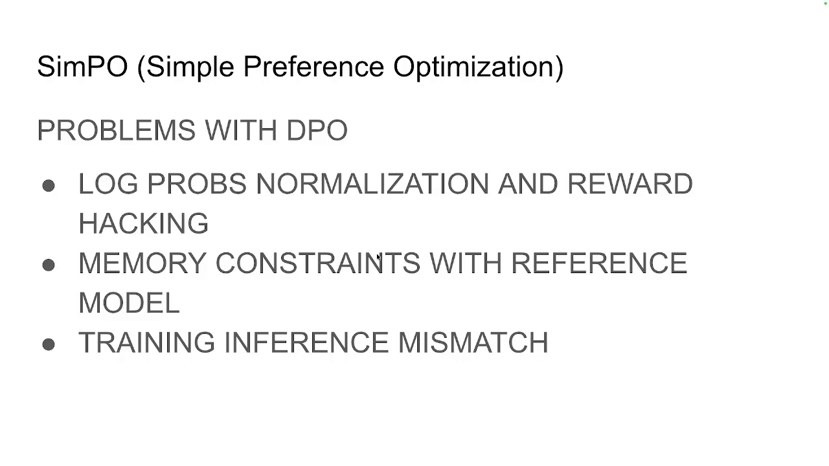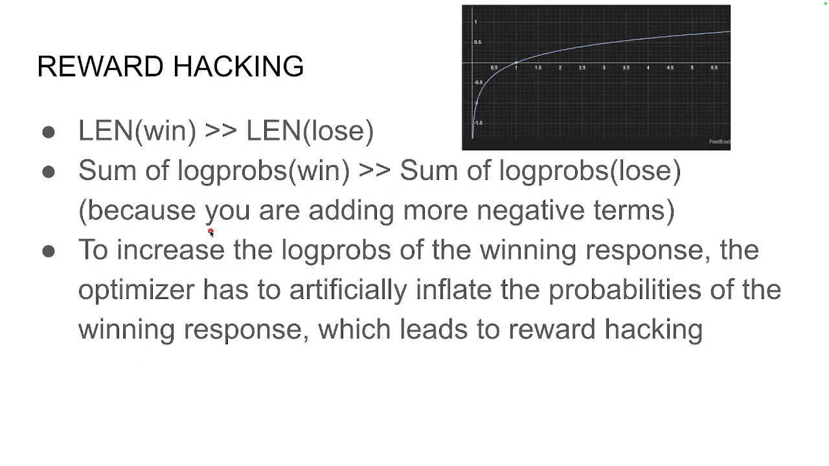But DPO has some issues, and some subsequent papers that came after DPO tried to address these issues. These are the three issues, and we'll be diving deep into each one of them. First is log probs, length normalization, and reward hacking. So let's go to that issue of reward hacking. Let's imagine that you have two preferences. One is the winning response and the other is the losing response, and the length of the winning response is very long, and your losing response is super short.